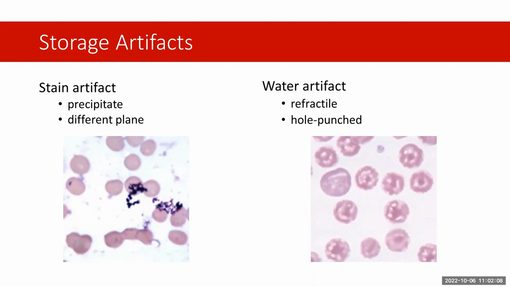I know you haven't learned what normal red cells look like yet, you're getting there, but the hole punched effect, or the fact that they look swollen and rough, just take a look at the red cells on the left. Those actually look like pretty healthy red cells, and the ones on the right don't.